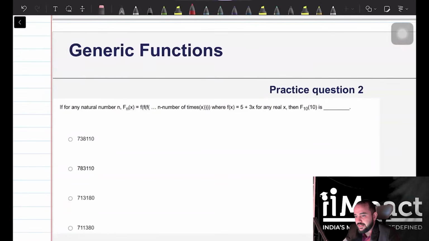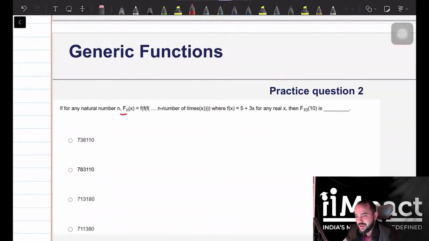For any natural number n, capital F of nx is defined as f of n times x. F of x is given to you as linear. Then what is capital F of 10, where the value of x is 10? First of all, let us discuss the thought process. Can I guess the function? No, I can't, because you have so many composite functions sitting within themselves. I can't guess it from the get-go.